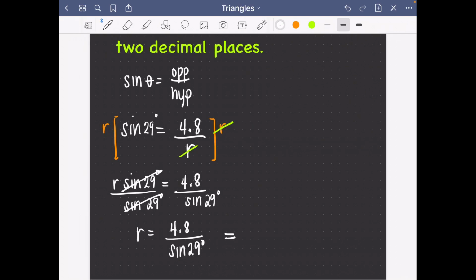So we now solve. We just divide 4.8 by sine 29 degrees. So the answer will be 9.90 because it should be in 2 decimal places. So this will be our final answer.